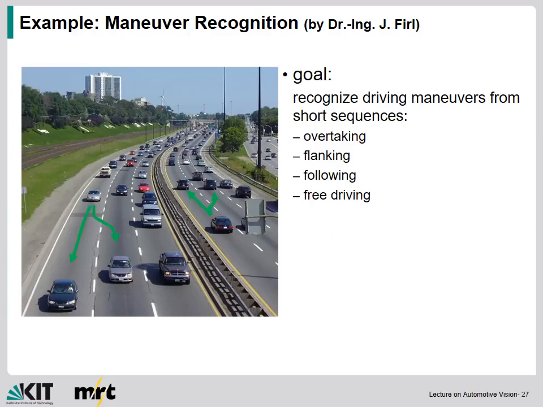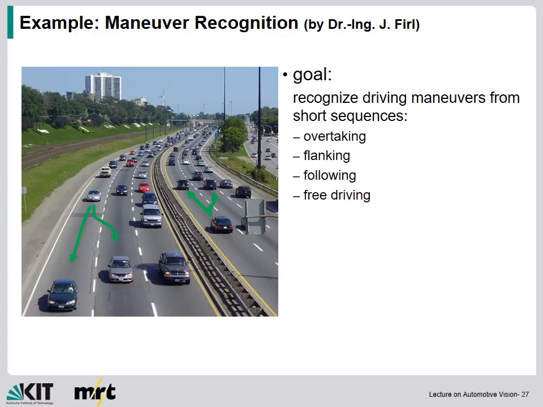Let us conclude this chapter with some slides from Jonas Föll, who used hidden Markov models in his PhD thesis to model the behavior of vehicles. So the goal was to recognize driving maneuvers for short sequences of video sequences. And here he was distinguishing 4 different kinds of behaviors or 4 different maneuvers, namely overtaking a vehicle, flanking a vehicle, following a vehicle, and free driving.